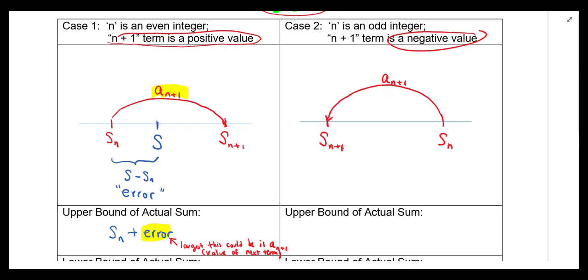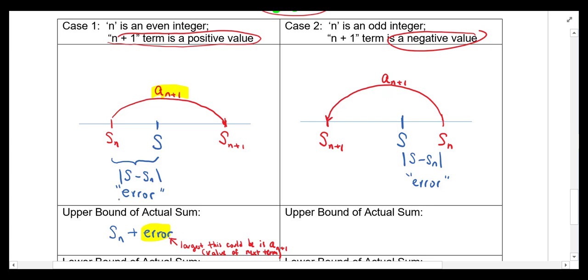Now in this situation too, we know that s, the actual sum, is also somewhere in between. And the difference here between s and s sub n, which I better put an absolute value on this time because it's less, right? This is what I want to call the error. So I guess I could put an absolute value here too.